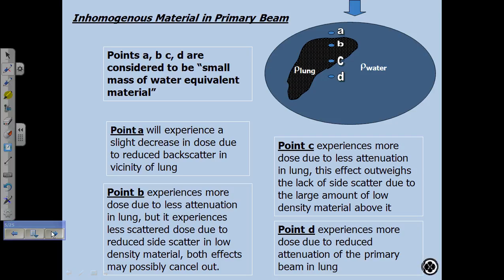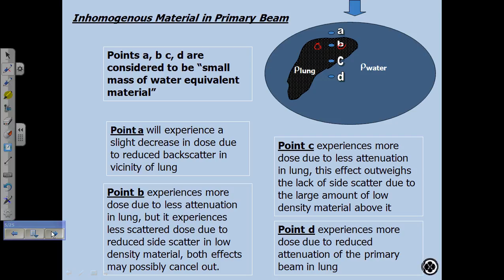What happens to point B? Point B experiences more dose due to less attenuation in lung, but it experiences less scatter dose due to reduced side scatter in the low density material, that being lung. Both effects may possibly cancel. So point B now experiences a little more dose because there's less density here to attenuate the photons. So it experiences a little more, but there's less side scatter contributing to dose. So that side scatter meaning the stuff that happens on the sides of B, the interactions that happen on the side of B are a lot lower. Therefore, B doesn't get any dose contribution that would have been there from side scatter. Okay, so in one sense it's higher because there's less attenuation above it, and then it's lower because there's less side scatter.